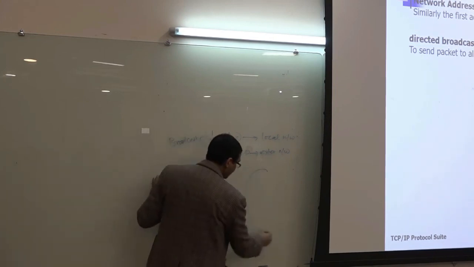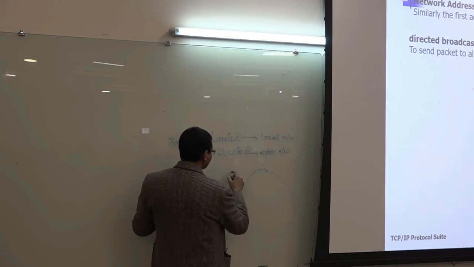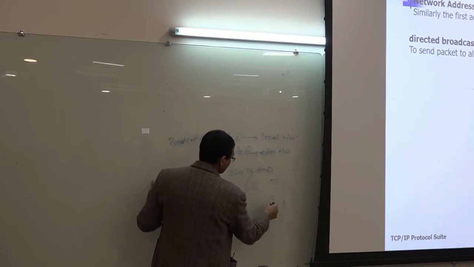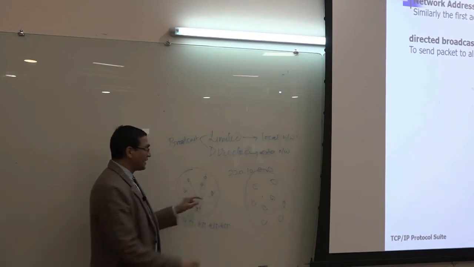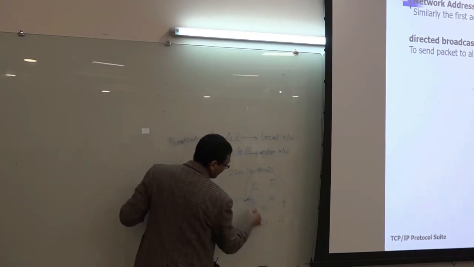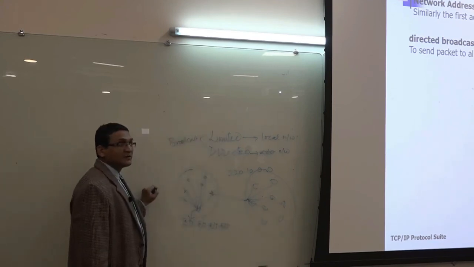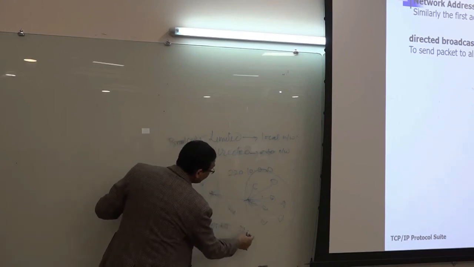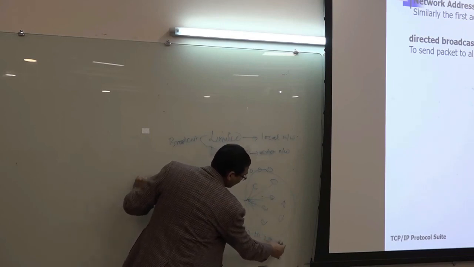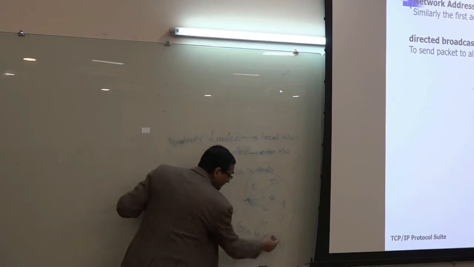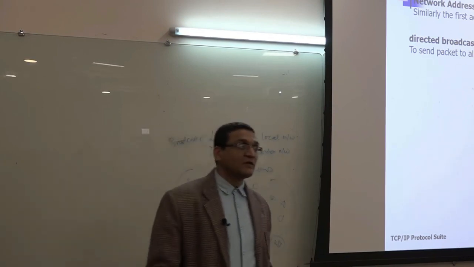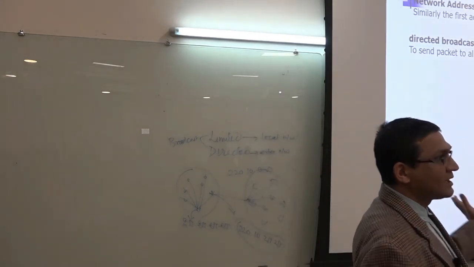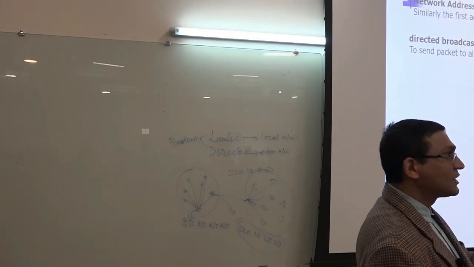But let's say there is another network, and the network ID is, let's say, 220.10.0.0, and we have many hosts here. If this machine wants to deliver a packet to all other machines there, then this is called directed broadcast. It means you are doing a broadcast but in a different network. So in this case, what will you write? You will write the destination address as 220.10.255.255. This is called directed broadcast. So directed broadcast means you are sending to another network. Limited broadcast means you are sending to your own network. For limited broadcast, you keep all the bits equal to 1. For directed broadcast, you keep the host bits equal to 1.